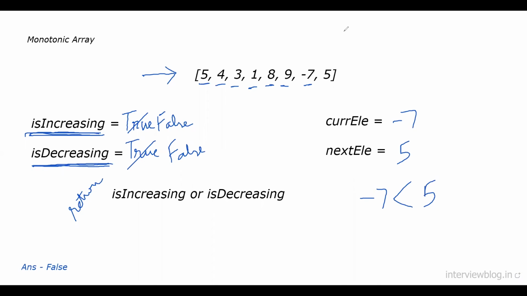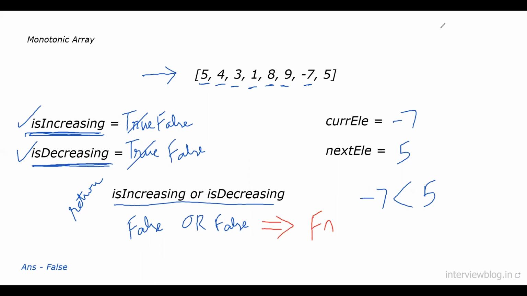So after traversing the entire array, we can see that our is increasing variable is set to false and our is decreasing variable is set to false. Hence, we'll be returning is increasing or is decreasing, which means false or false, which gives us the solution to our problem, which is false. So hope you understood our approach to the problem.